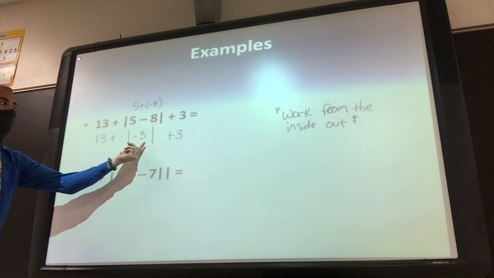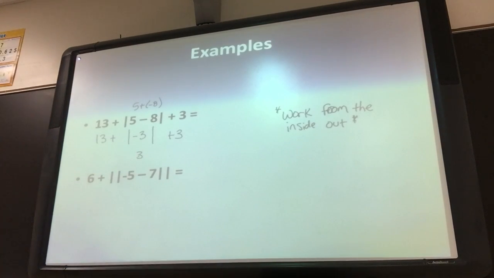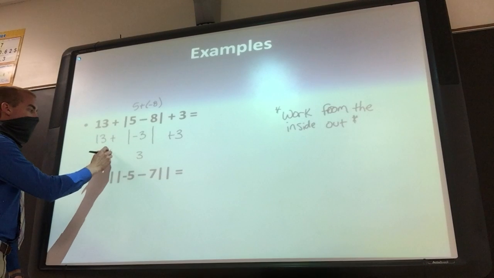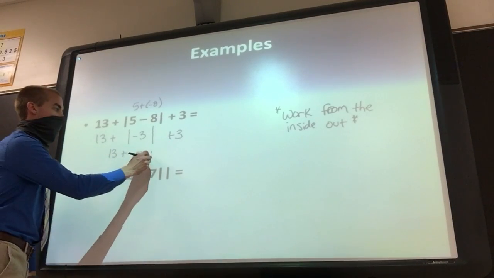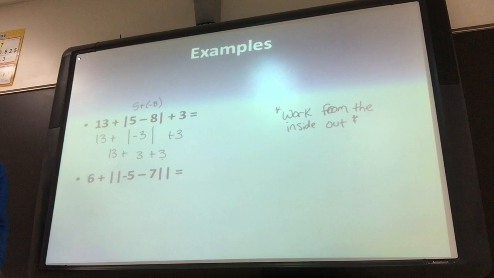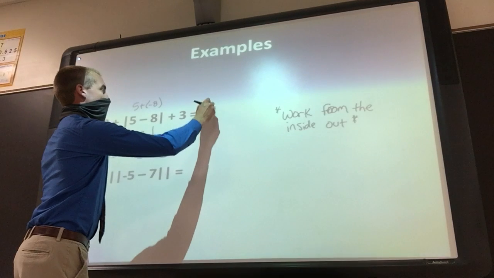The absolute value of negative 3 is positive 3. And so bring down your 13 plus, bring down that other plus 3. Now, we don't have any more absolute value bars. We can continue on with order of operations. 13 plus 3 plus 3 would be 19.